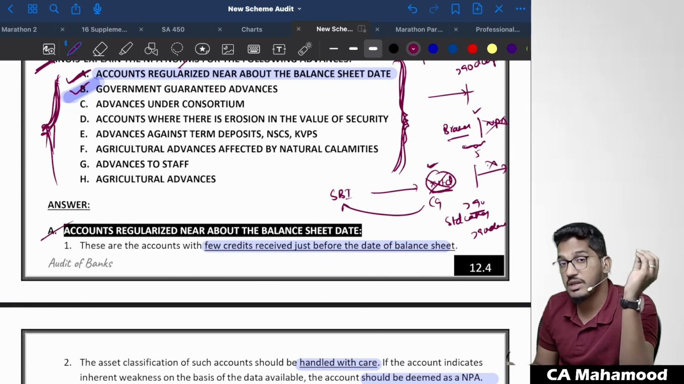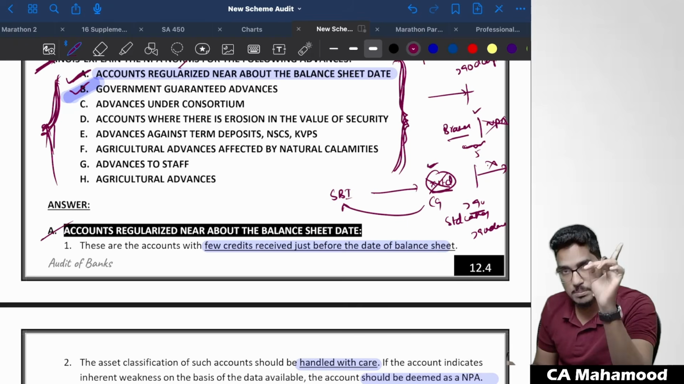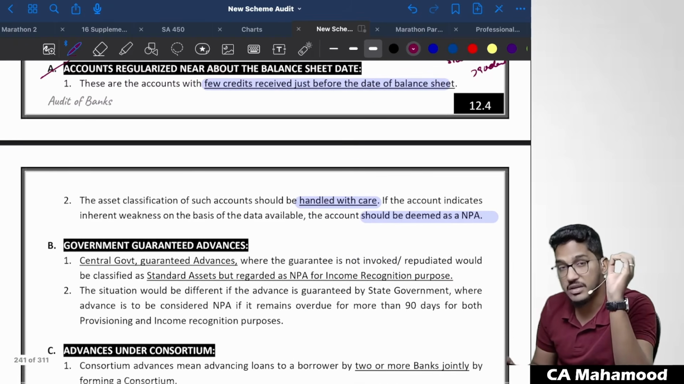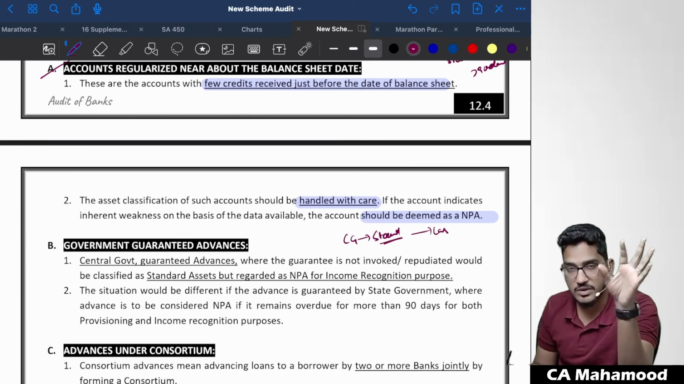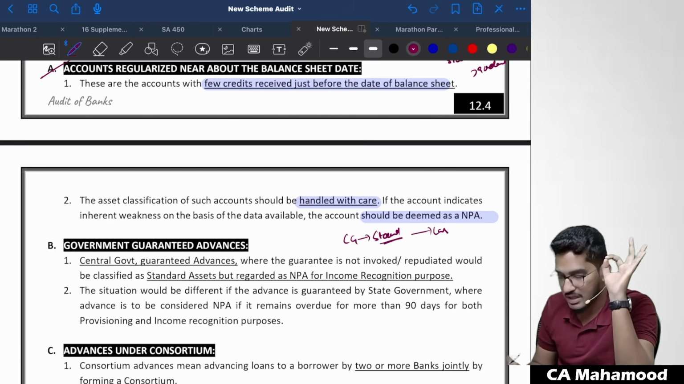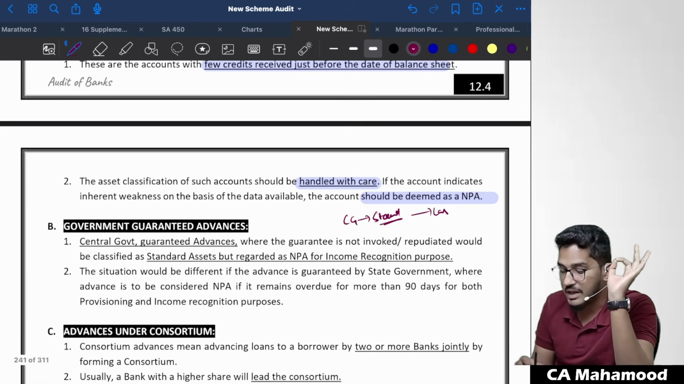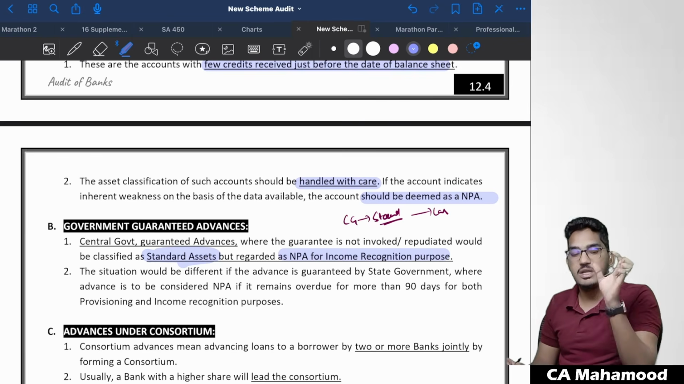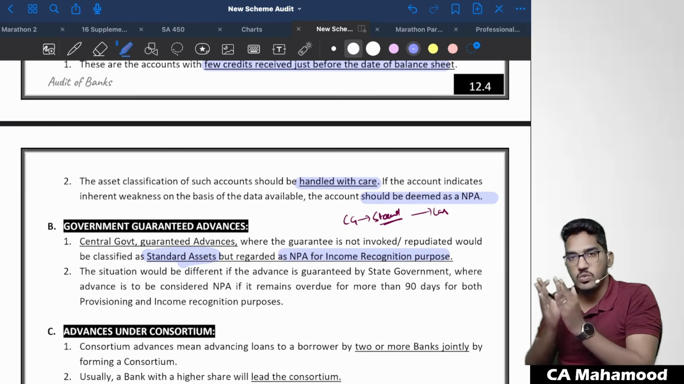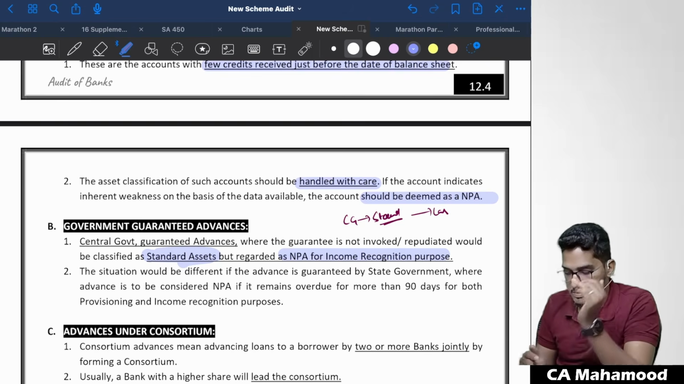That means for asset classification, it will remain in the standard category only, but income recognition will happen treating it as NPA. Even though the central government guaranteed advance is kept under the standard category, we will recognize the interest income only on cash basis. Generally, in case of a standard asset, you can recognize income on accrual basis, but this is a special case. For asset classification it remains standard, but for income recognition it is treated as NPA, so income will be recognized only on cash basis, not on accrual basis.